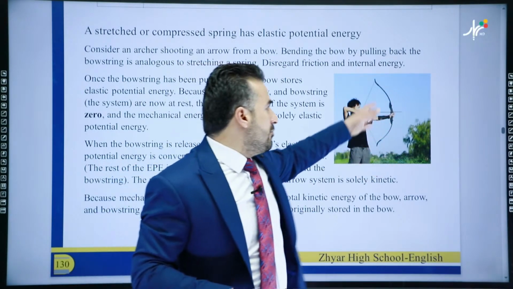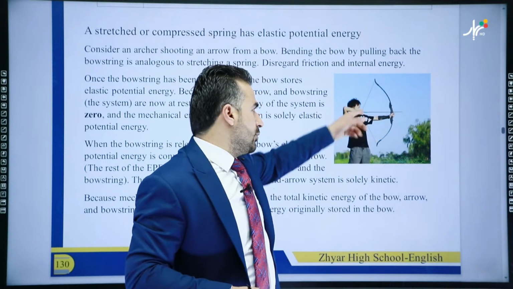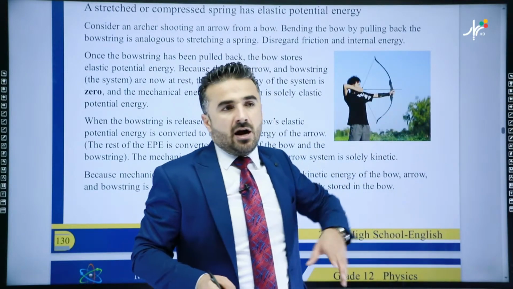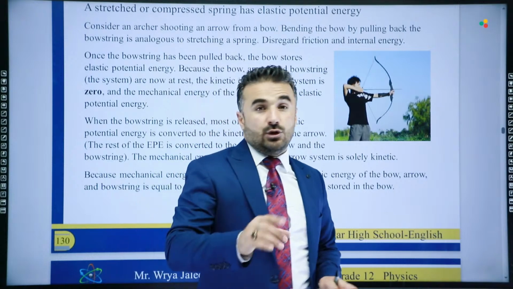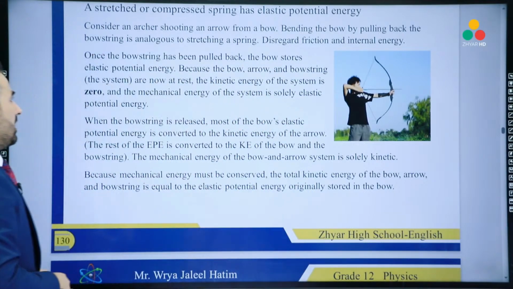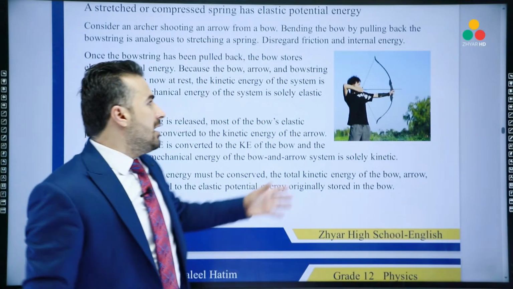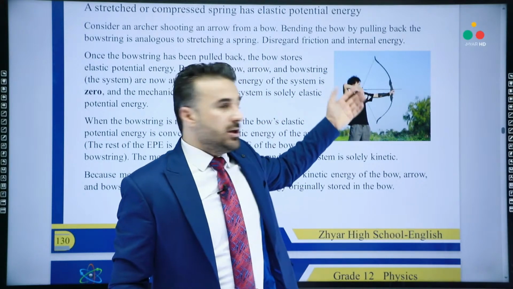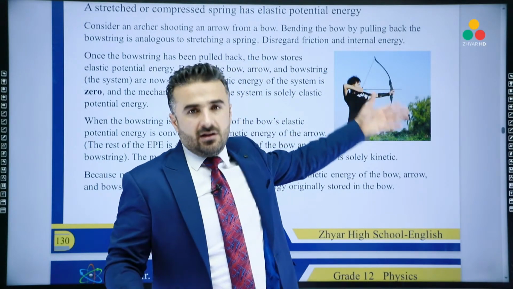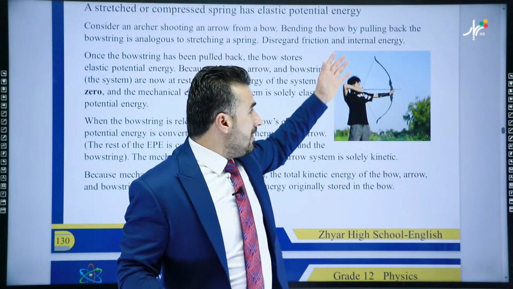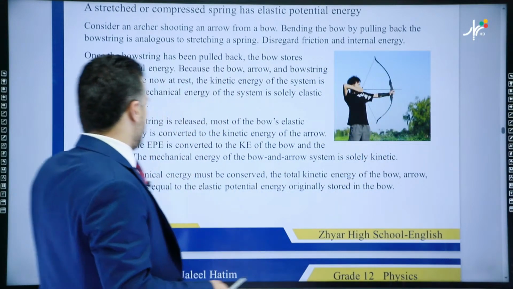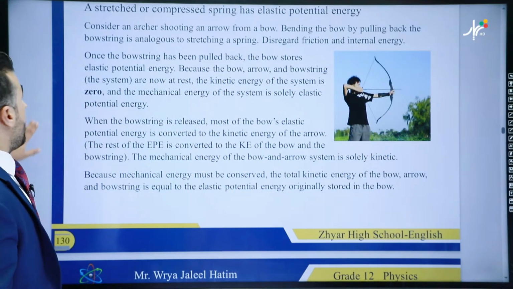But you can say most of that energy will go to the arrow, and of course then the arrow will be flying in the air. So this elastic potential energy will be converted to kinetic energy. If we assume that all the elastic potential energy converts to the arrow, then we can say the energy is conserved, and all the elastic potential energy will be converted into kinetic energy in that case.